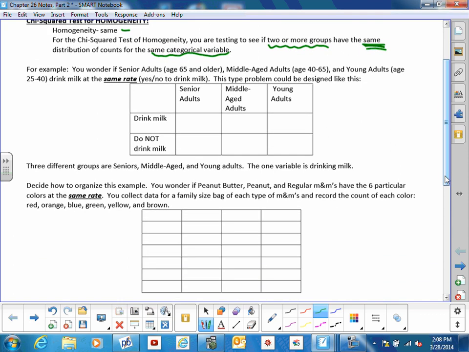One example might be this. If you want to compare three groups of the senior adults, the middle-aged adults, and the young adults across this variable of drinking milk or not drinking milk, are they drinking milk at the same rate? That would be your question there.